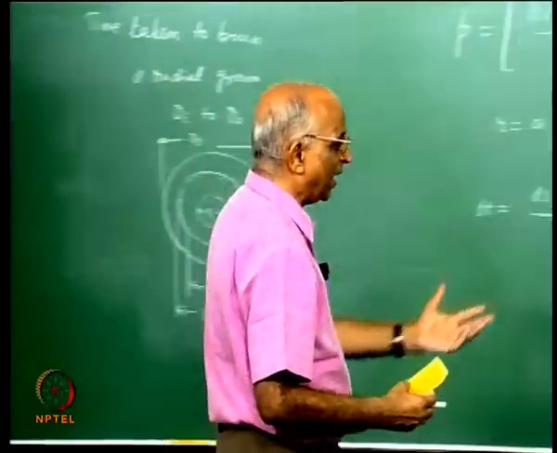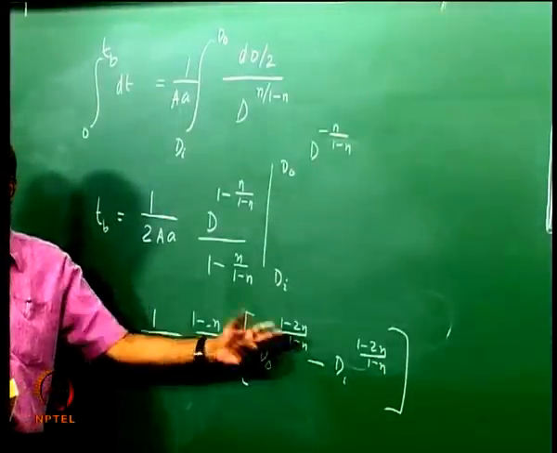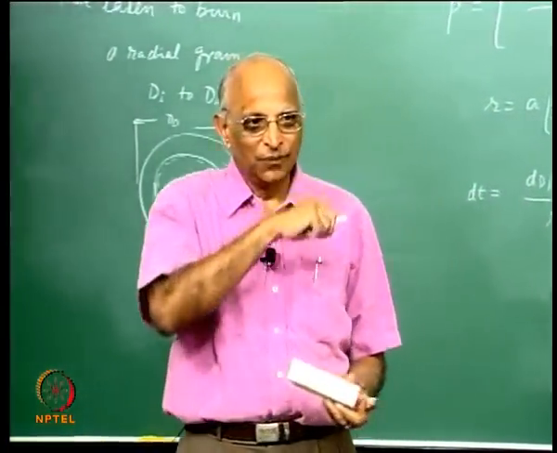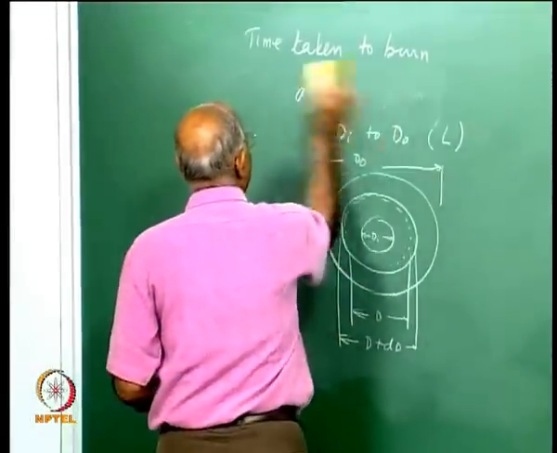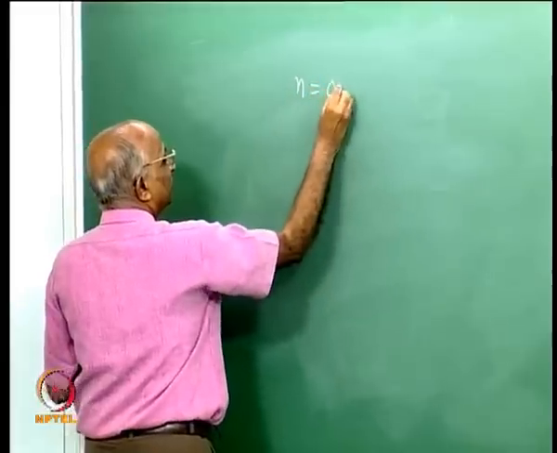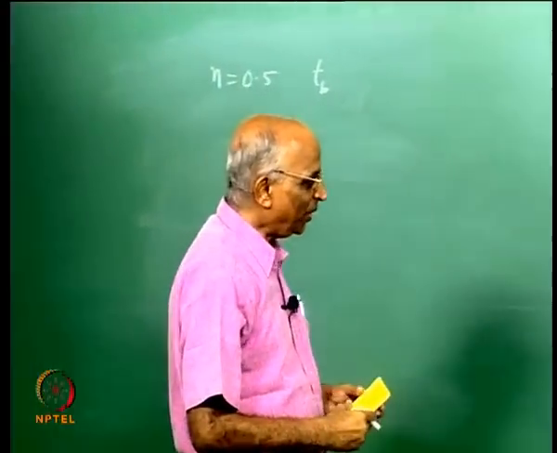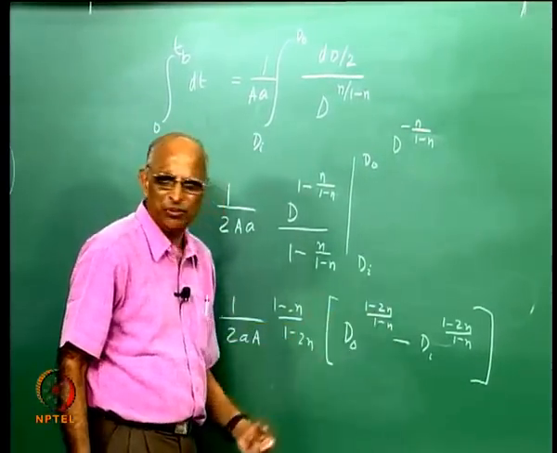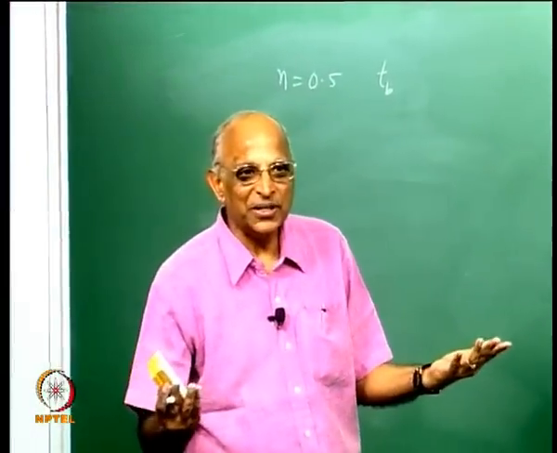Therefore, we are able to find out the burn time, but now I will ask you a question. If n is equal to 0.5, what is the time for burning? We said as long as n is less than 1, it is all right for us. If n is equal to 0.5, what will be the value of burn time? Let us do it. 1 minus 1 is 0. So there is a problem. That means this equation is not usable. Can we ask ourselves, what has gone wrong? We have done it correctly, but it is not working at n equal to 0.5. Why?